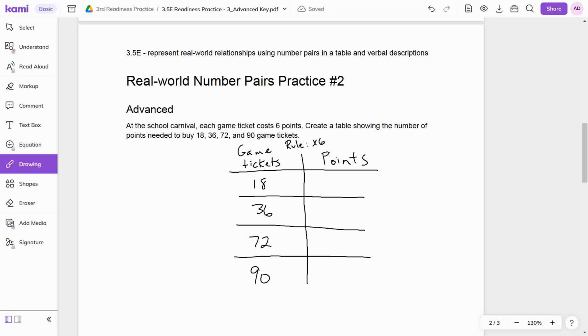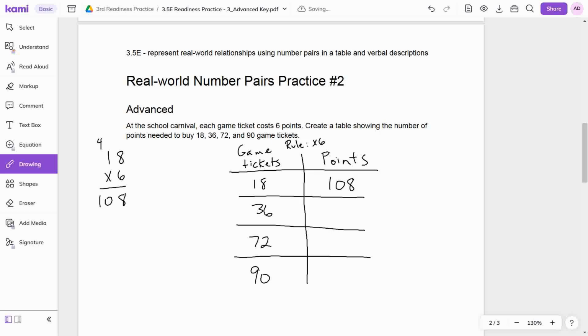So that's a lot of multiplication. Let's go ahead and do that. We'll do the standard algorithm for these. So 18 times 6, that's going to get me 48. Regroup that 4. 6 times 1 is 6. Add that 4 is 10, so 108 points.